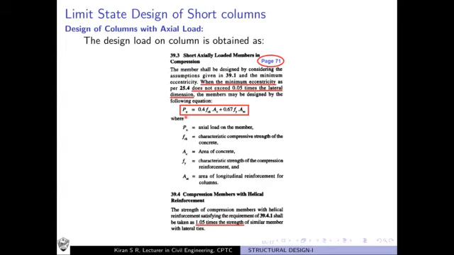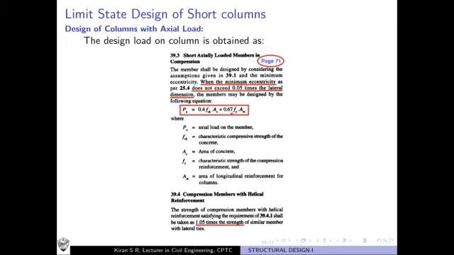Okay, so Pu is equal to 0.4 fck Ac plus 0.67 fy Asc. Pu is the axial load on the compression member. fck is the characteristic compressive strength of concrete. Ac is the area of concrete. Okay, it is the area of concrete. It is not the gross cross-sectional area of the column. It is the area of concrete alone. Okay, keep it in mind.